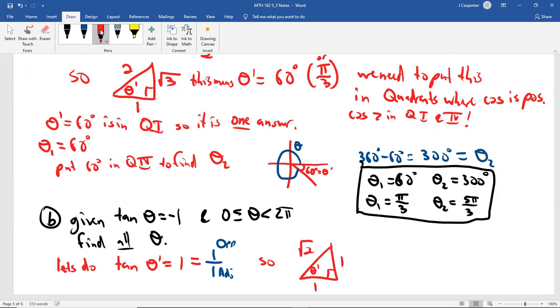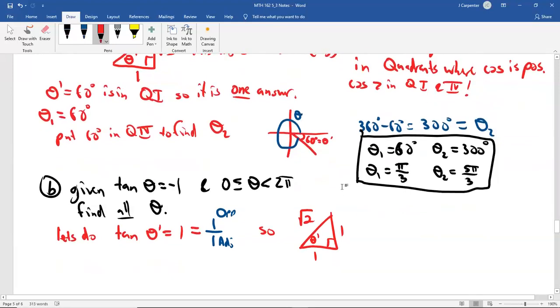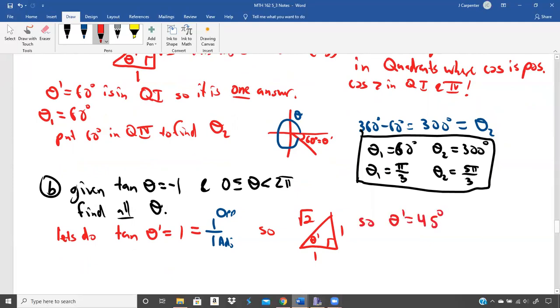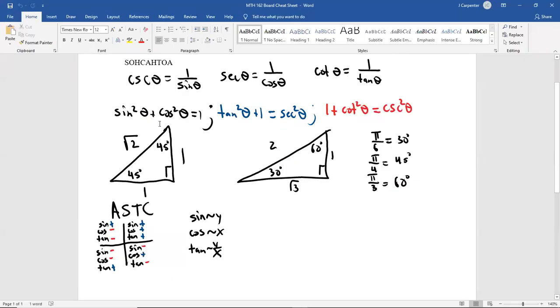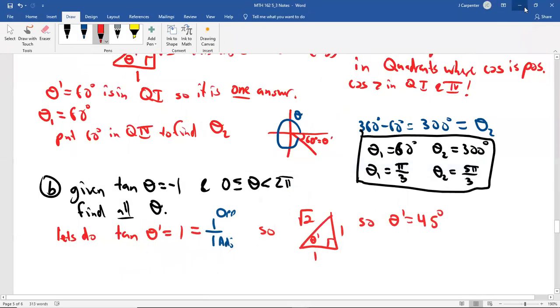Well, that's the 1, 1, square root of 2 triangle that you're supposed to memorize. Or be able to Pythagorean it up and remember that, all right, well, if these sides are the same, that says theta prime has to be 45 degrees. Again, here it was actually drawn up originally. If the sides are 1, 1, square root of 2, the angles have to be 45 degrees, also known as pi over 4. So our reference angle is pi over 4.